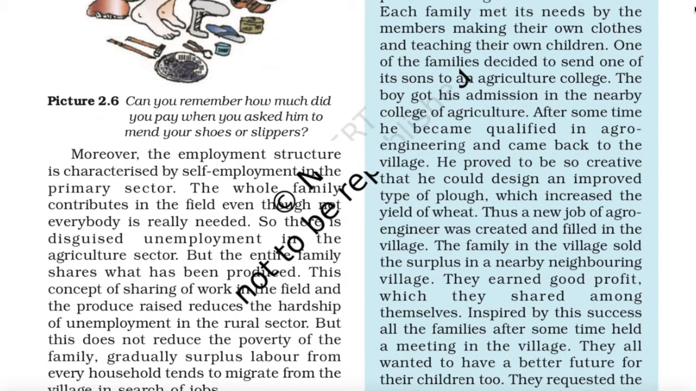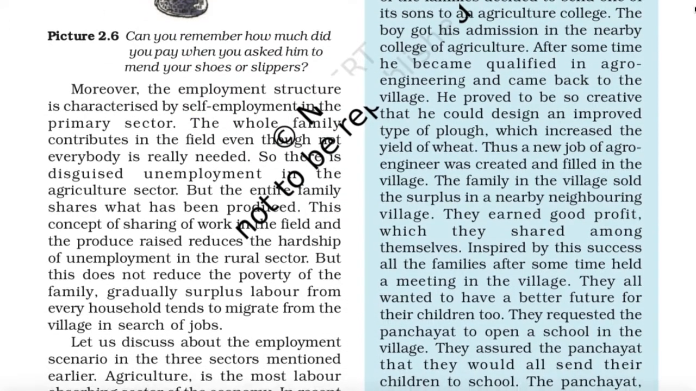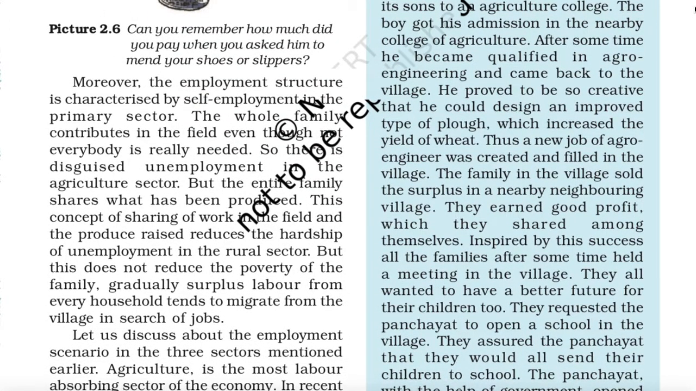Moreover, the employment structure is characterized by self-employment in the primary sector. The whole family contributes in the field even though not everybody is really needed. So there is disguised unemployment in the agricultural sector. But the entire family shares what has been produced. This concept of sharing of work in the field and the produce raised reduces the hardship of unemployment in the rural sector. But this does not reduce the poverty of the family.